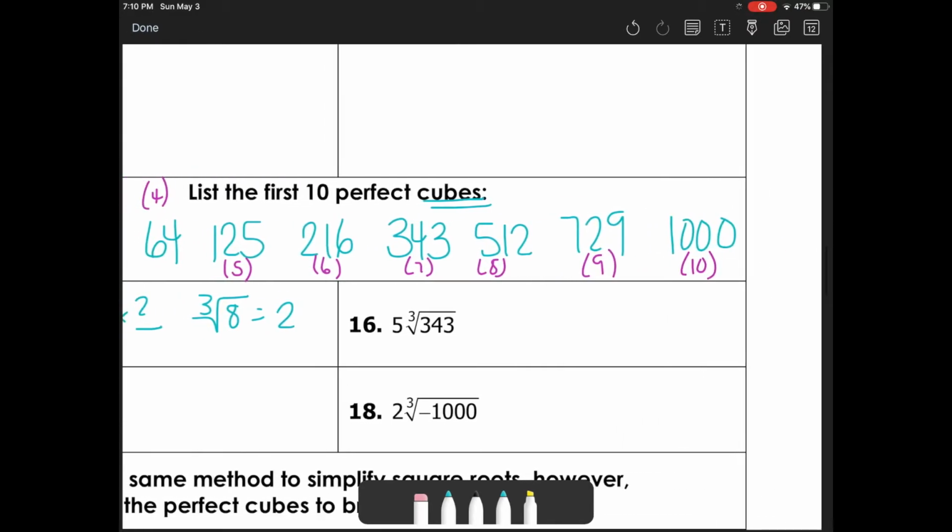Number 16, 5 cube root of 343. Well, what is the cube root of 343? Take a look at the list. It is right here above. The cube root of 343 is 7. So this is really 5 times 7, which is 35.